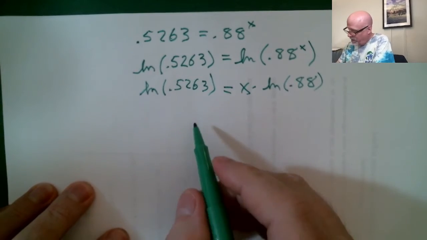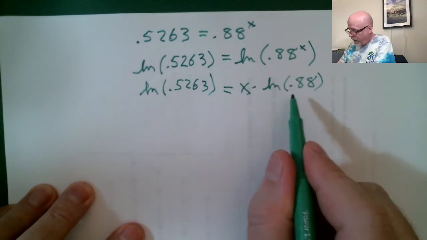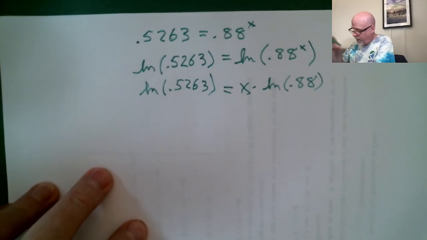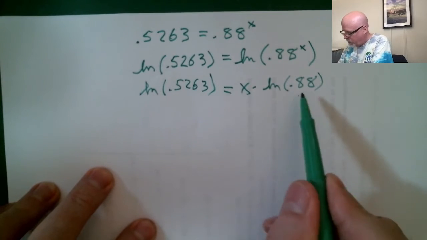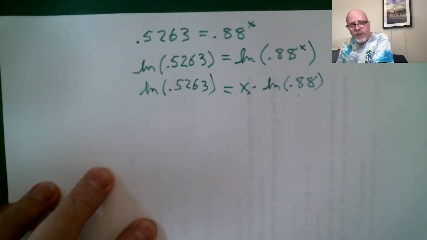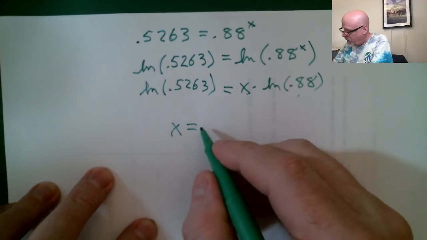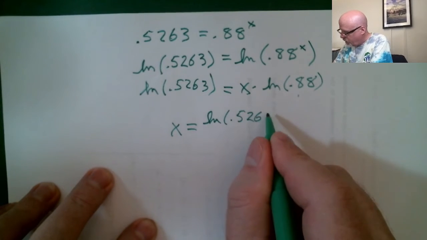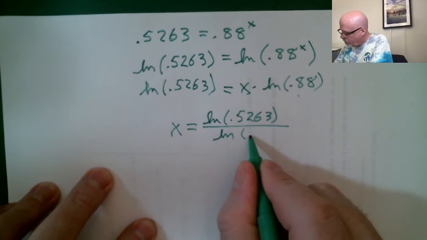So I'm going to solve this whole thing for x. What you would do is divide by that number, divide by the ln of 0.88. So at a high level, the 1,000-yard view, you just have a number equals x times another number. Just divide by that second number and you'll get x. So x is the natural log of 0.5263 divided by the natural log of 0.88.